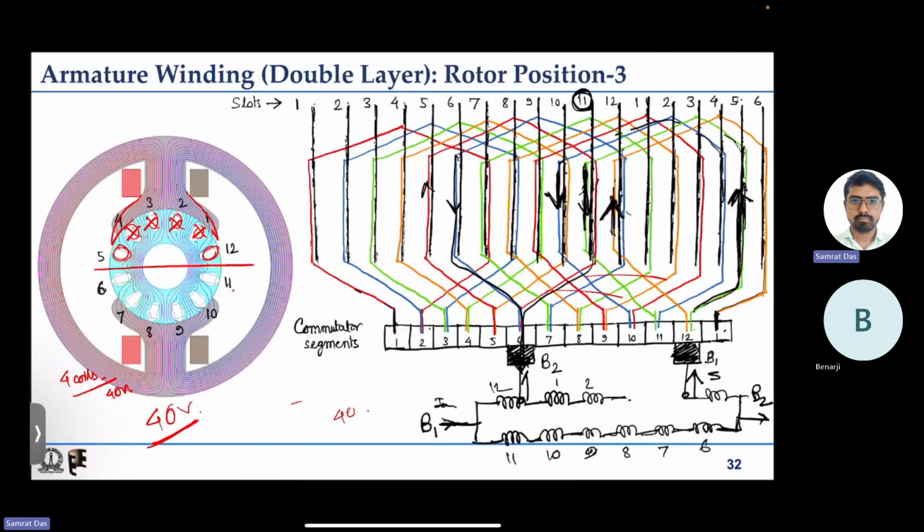So that means there is a ripple, right? Induced EMF is not constant always. At some rotor position it is 40, at some other rotor position it is 50. It is smoothly varying between the 2 points.